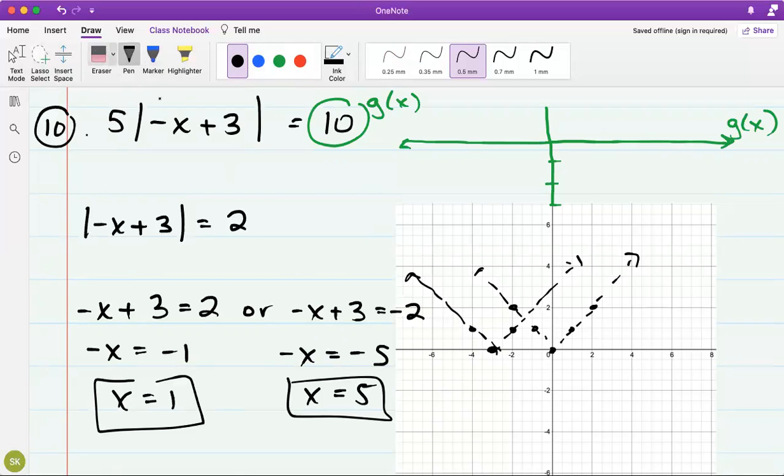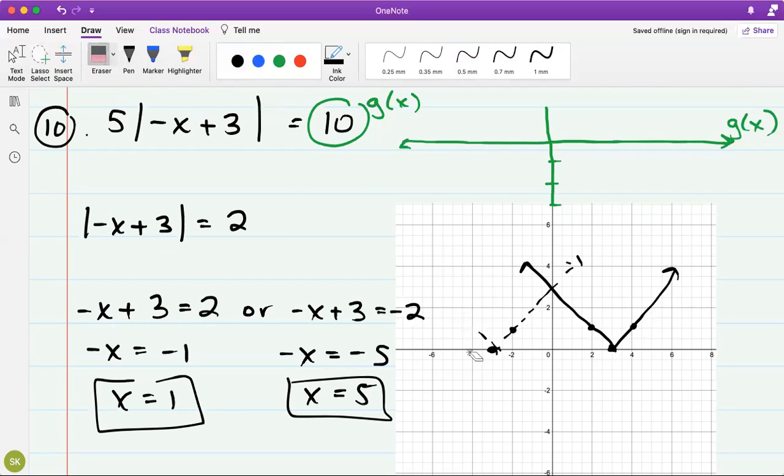If we move it to the left 3, because I have that plus 3 in there, we would flip it with respect to the y-axis. So then this point would go here, and here, and here. So something like that. And then the last thing would be to multiply everything by a 5.